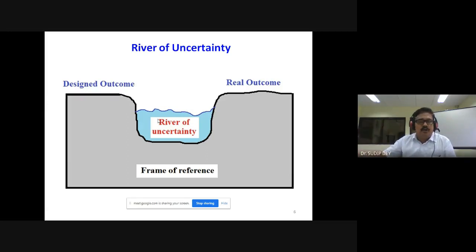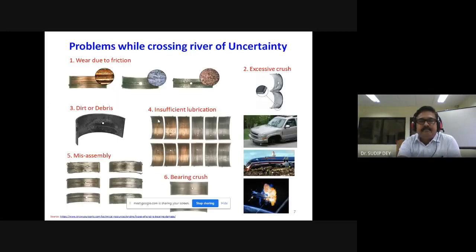So there is always a limitation to all laws and theories everywhere, right from Newton's law of gravitation to our new concepts, say today's tribology. All the science behind it has some limitation. Now, if that is so, how do we cross this river, because there will always be this uncertainty? First comes the problems, and how they arise. Problems arise if we do not encounter the proper exact value and design properly. In tribology, there may be wear, excessive crush, insufficient lubrication, misalignment, bearing crosses, and dirt or debris inclusion, and ultimately everything will lead to the failure of the system.